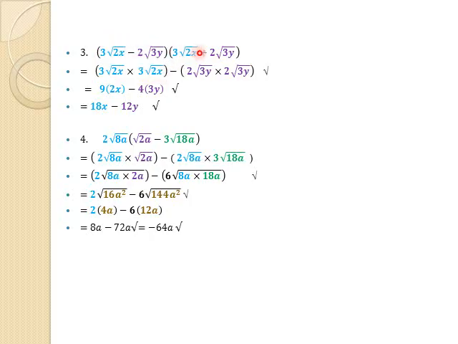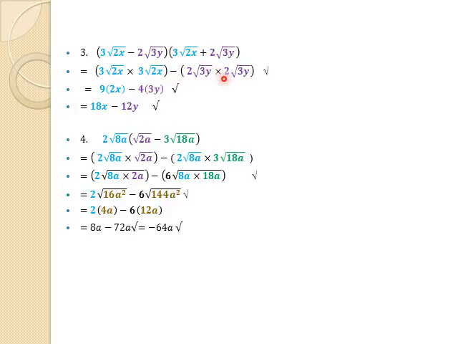This negative times that positive would give me a negative, 2 square root 3y times 2 square root 3y. 3 times 3 gives me 9. Square root 2x times square root 2x, the square roots simply cancel and I'm left with 2x. There the negative stays, 2 times 2 would give me 4.